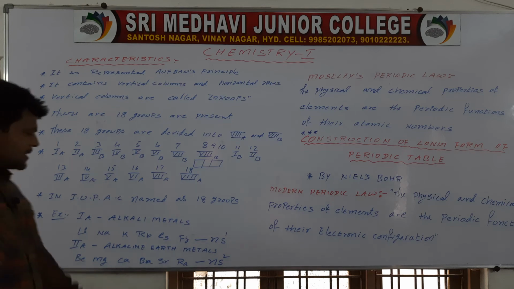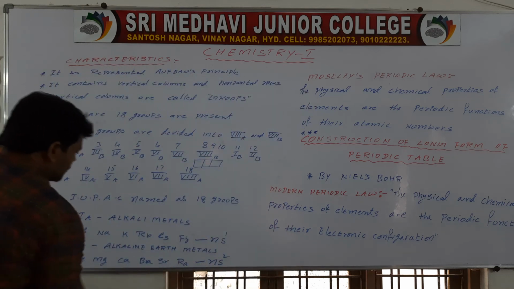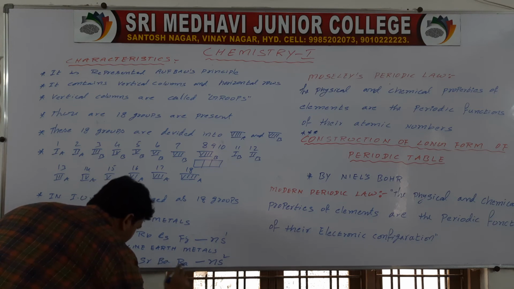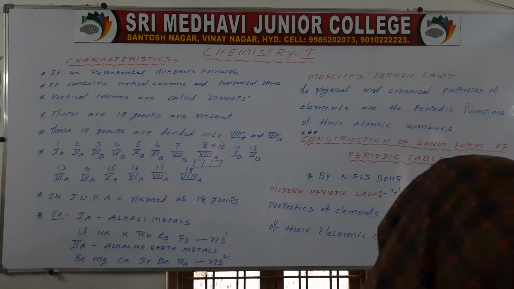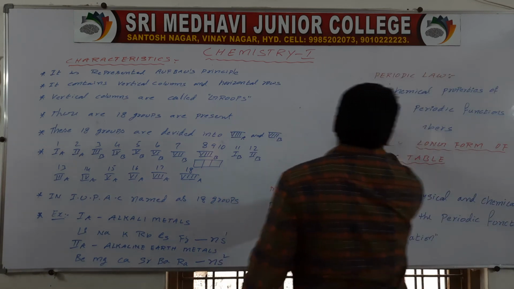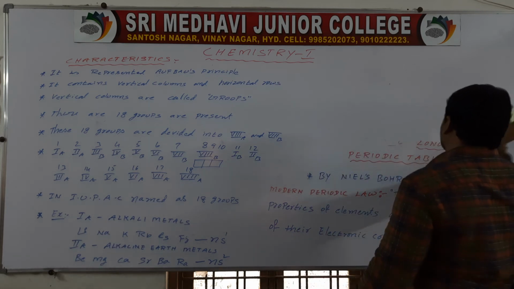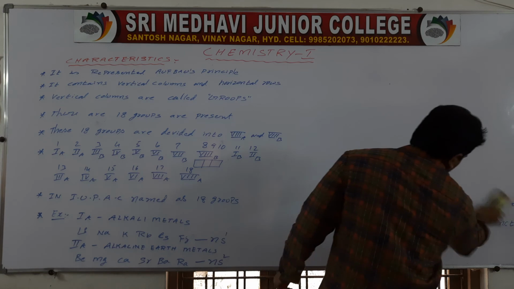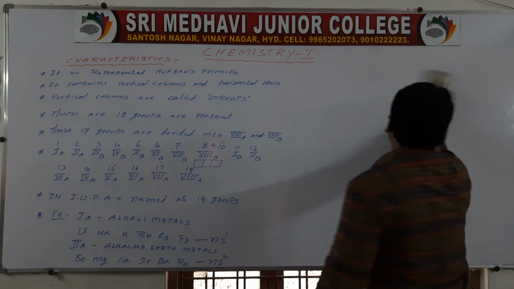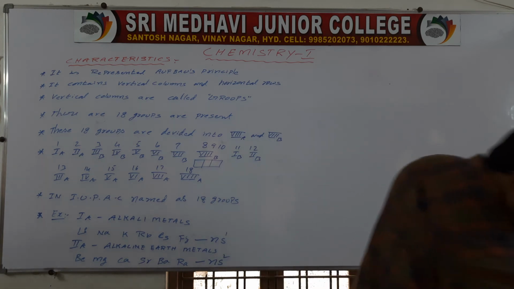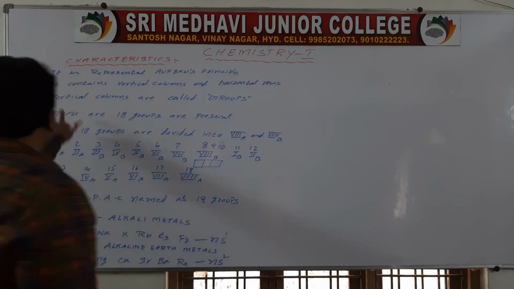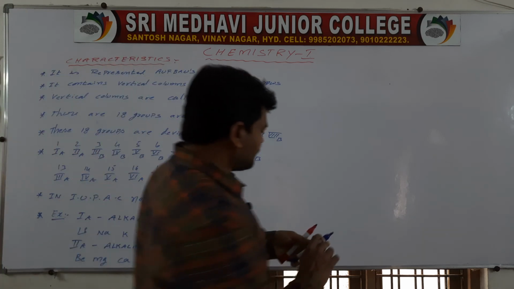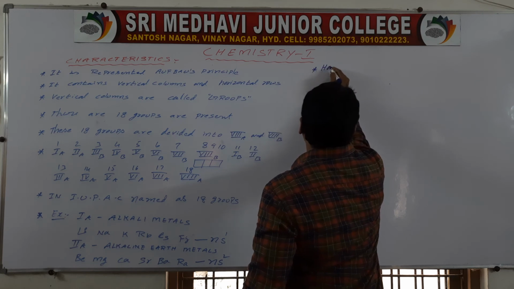So beryllium, magnesium, calcium, strontium, barium and radium. Here we have to discuss horizontal rows. This is briefly about groups. Next, horizontal rows.